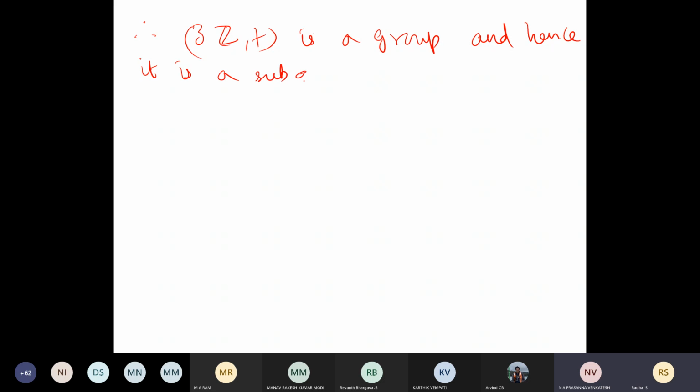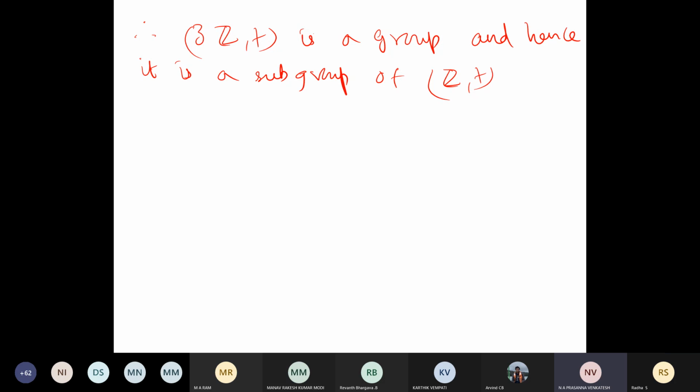Next, therefore, 3Z, comma, plus is a group and hence it is a subgroup of Z, comma, plus. Is this point clear?